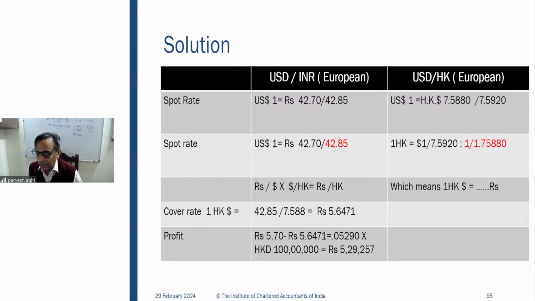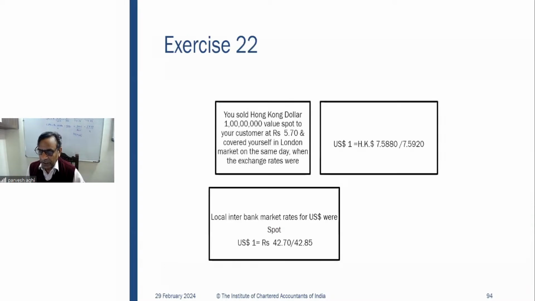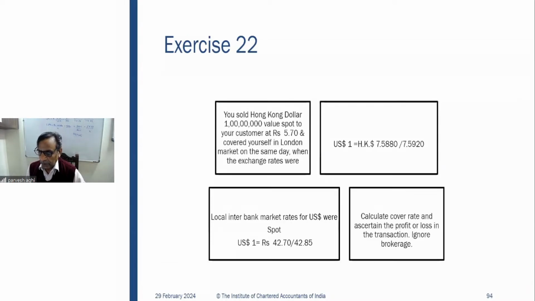They find it was 5.647, but they have sold you at 5.70. Okay. They have sold you at 5.70. So they are making a profit of 0.5290 into 1 crore Hong Kong bank. So they make a profit of rupees 5,29,257. Okay. So just to summarize again, if it's a small question.